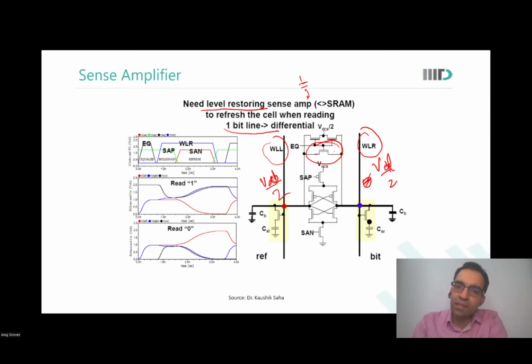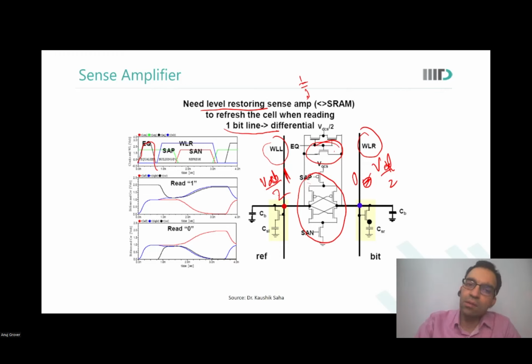So what we are saying is that if this was, due to sense amplifier operation, charged to 1 and this was charged to 0, when you equalize, what happens? Both become VDD by 2. Due to equalization, both of them share charge. Due to charge sharing. Okay? You do not need the regulator at all.